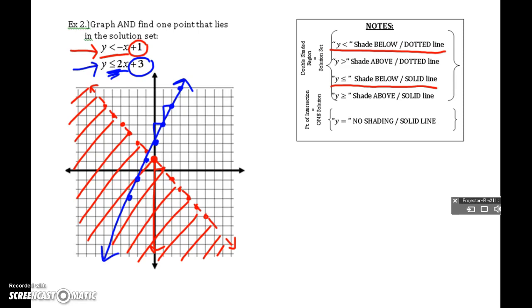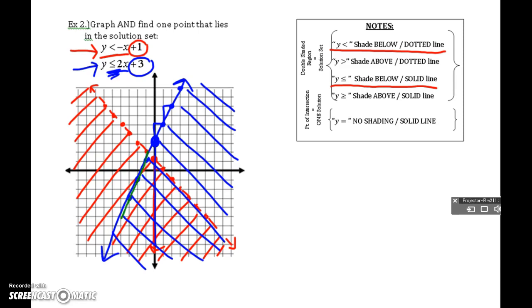So now I'm going to go back to my original y-intercept. It needs to be less than. So again, I'm going to shade downward. So all of this in the blue is the solution set for that. Now I have to actually think about my solution set here is only going to be where there's blue and red. So if you can see, this section of the graph is my actual solution set.